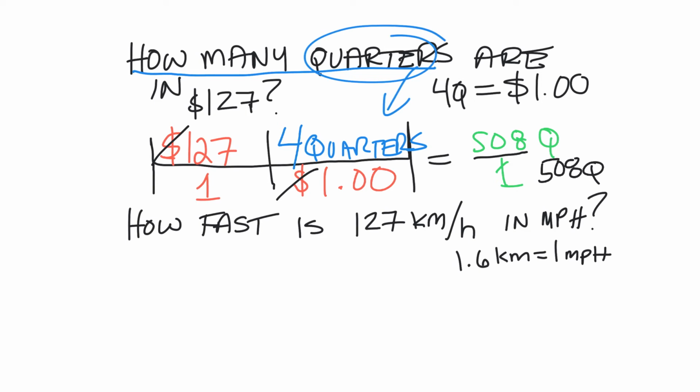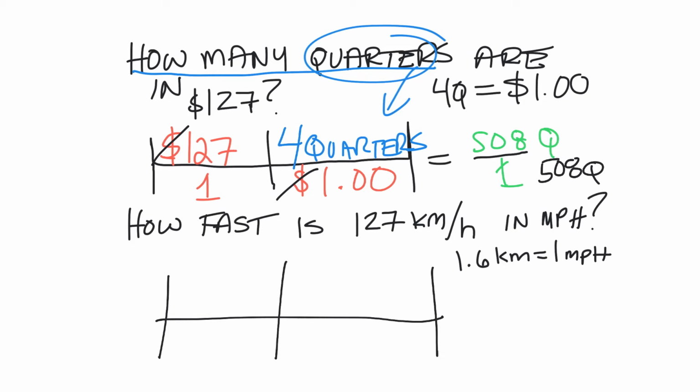Now, does that make sense? Sure. 400 quarters would be $100, right? 500 quarters would be $125. So it does make sense because we have a little bit more than 500 quarters, right? So let's go to the next one, right? The next one is just as easy, and we're going to do the same thing.